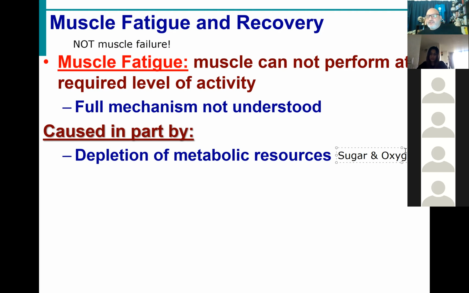If I don't have the sugar, if I don't have oxygen, I can't convert those ADP into ATPs. I can't make ATPs anymore. If I can't make as much ATP, then I'm not going to be able to perform as many power strokes, and I'm not going to be able to contract the muscle as strong as I was before.